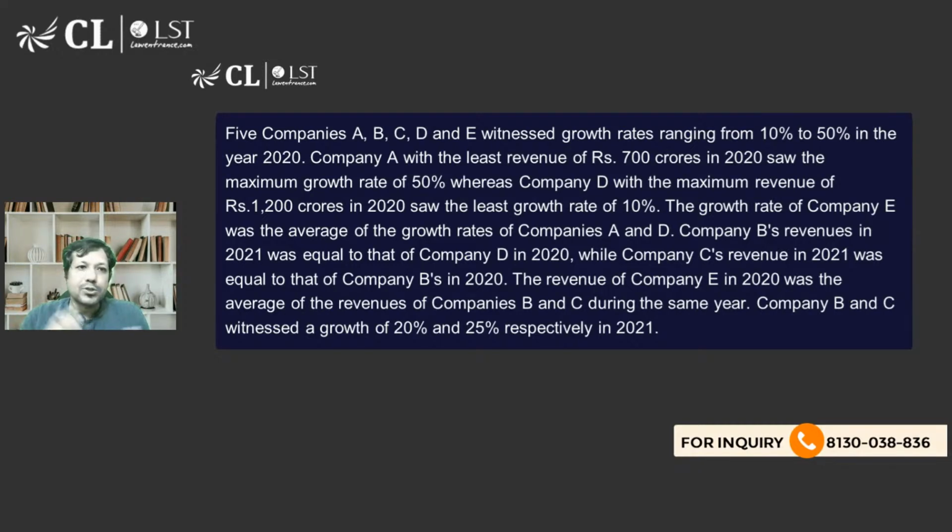So basically, what does this question say? There is a lot of things that are written on the screen. We have to read a lot. So what does the set say? It says that five companies A, B, C, D, E witnessed growth rates ranging from 10 to 50% in the year 2020. Company A with the least revenue of 700 crores in 2020 saw the maximum growth rate of 50%. Whereas company D with the maximum revenue of 1200 crores in 2020 saw the least growth of 10%.